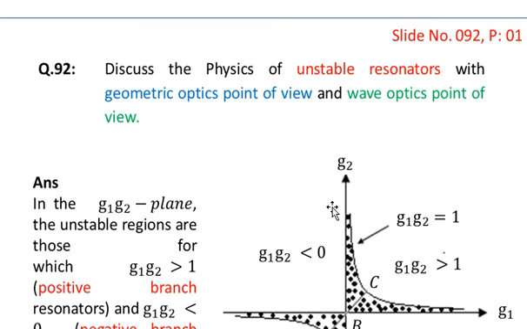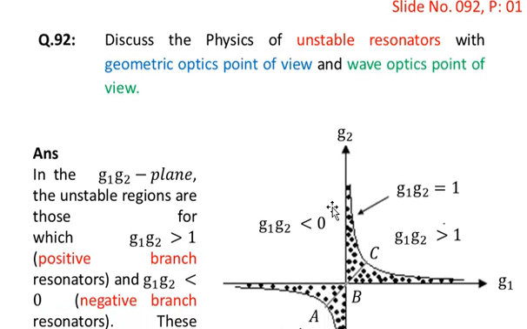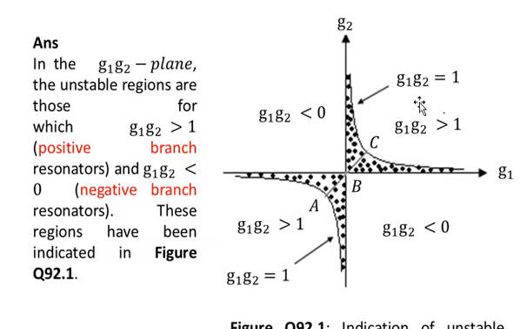So in this question we are going to discuss unstable resonators. It means that we are talking about the region for which G1 G2 is greater than 1 or G1 G2 is less than 0. That is, we are talking about quadrants 1 and 3 and quadrants 2 and 4. For quadrants 1 and 3, we have positive branch resonators, and for the second and fourth quadrant, we have the negative branch resonators.